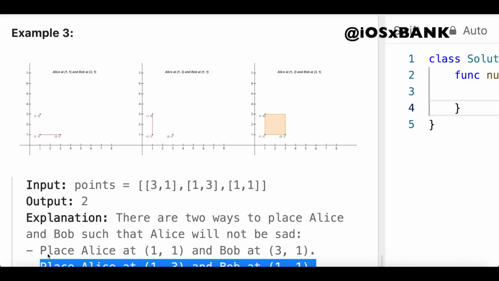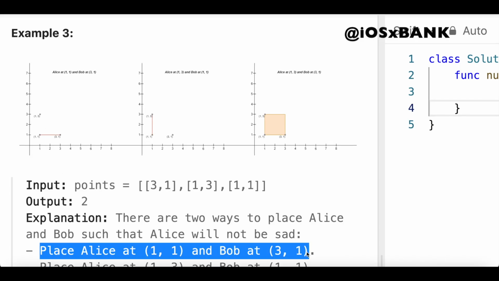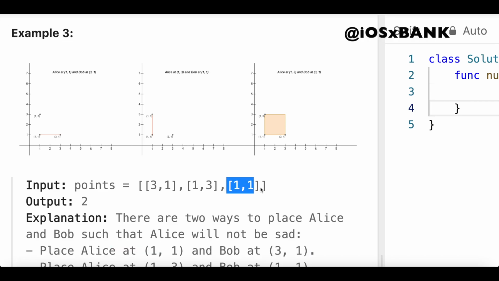So this right here, place Alice at 1, 1 and Bob at 3, 1. So we could take this 1, 1 at index 2 and this 3, 1 at index 0, and that's going to create this straight line. And then Alice will be right here on the left, Bob will be right here on the right. The third person, or the third wheel, you can say, is all the way up here, which is not on the line. So that's good.